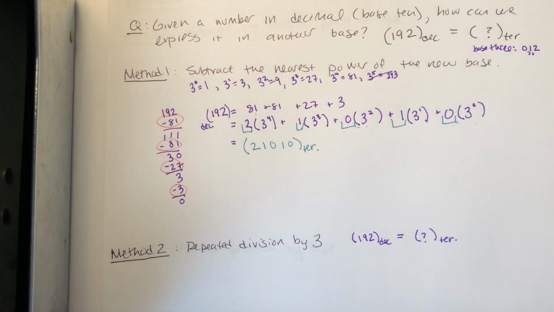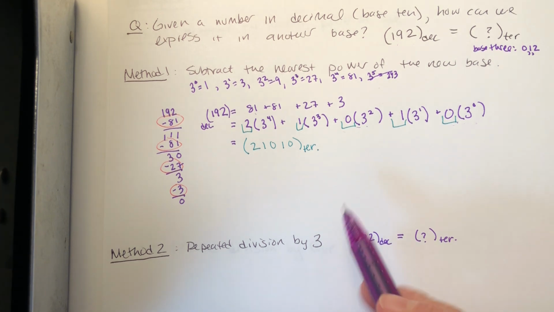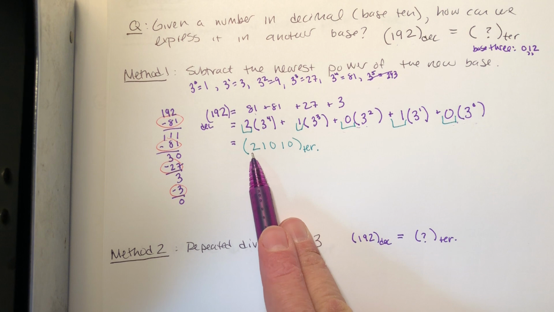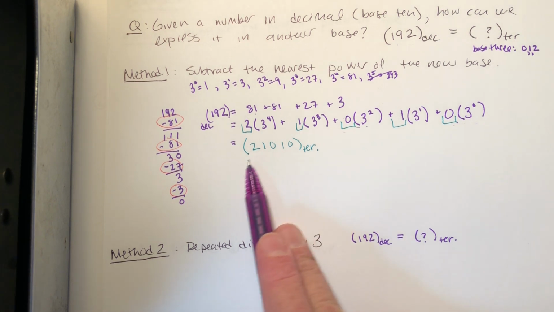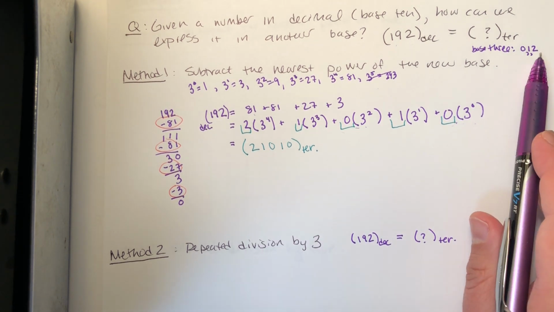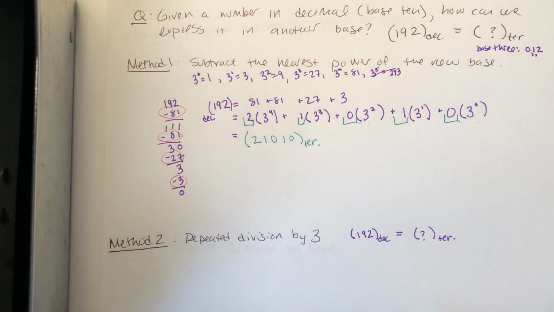So 192 in decimal is equal to 21010 in ternary. And notice, inside here, all of your digits, 2, 1, 0, 1, and 0, are all digits that are less than 3, because we should only be using those digits when we're expressing something in ternary, in base 3. All right, so that's one way to do it.